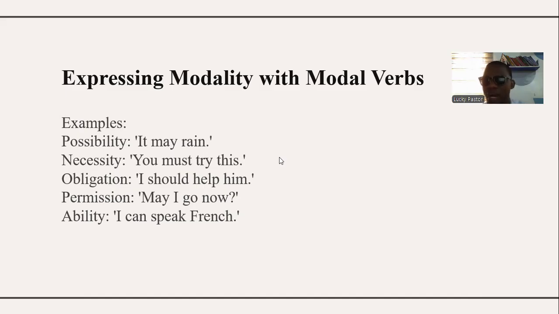Permission, may I go now? May here is also used as a modal auxiliary verb to express permission. May I go now? You're asking for permission to go, right? Then ability. I can speak French. So can here expresses one's ability to do something, which is to speak what? French. I can speak French. So you see, these are the concepts modal auxiliary verbs help us achieve: permission, possibilities, obligation, ability, and of course, necessity, right?